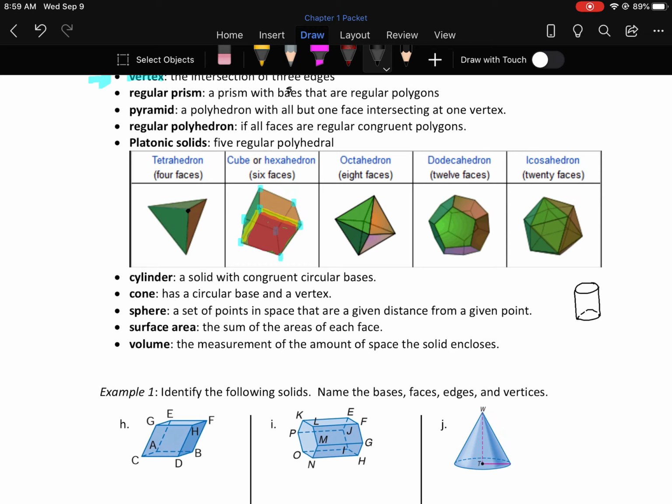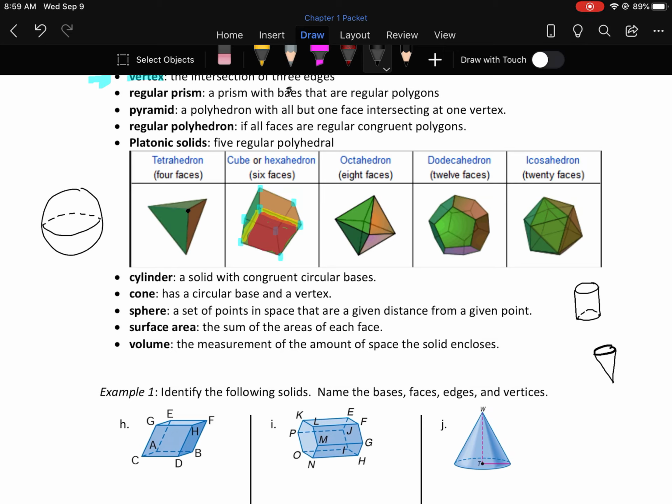A cone has a circular base and a vertex. So think of like a waffle cone, maybe at Mikey's is more of a cone shape. A sphere, it's a set of all points in space that are a given distance from a given point. So let's see how good I can draw a sphere. Okay, sort of to show the three-dimensional aspects of it.